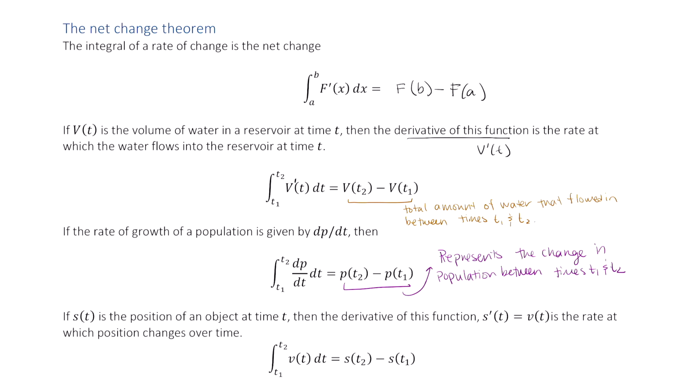All right, finally, if s of t is the position of an object at time t, then the derivative of this function, s prime of t, is the velocity. That is the rate at which the position changes over time. And this integral from time t1 to time t2 of the velocity is going to give us the position change.